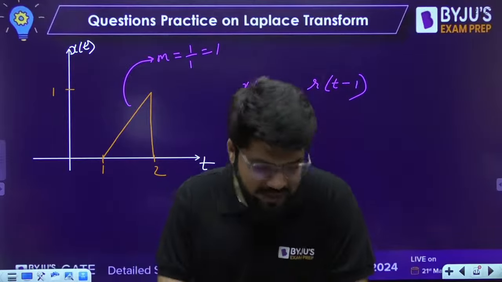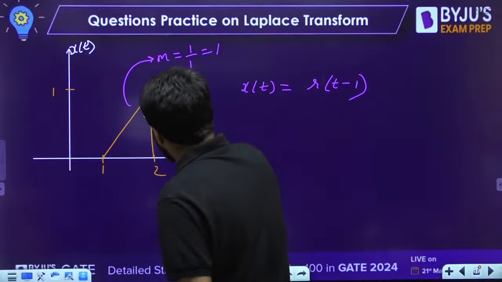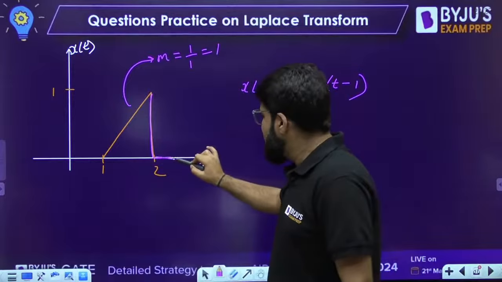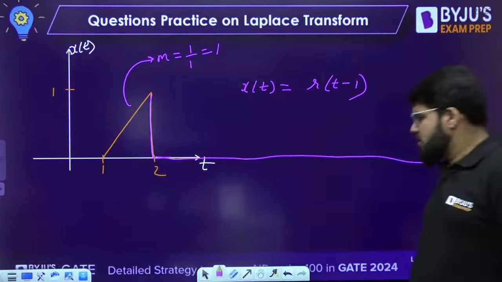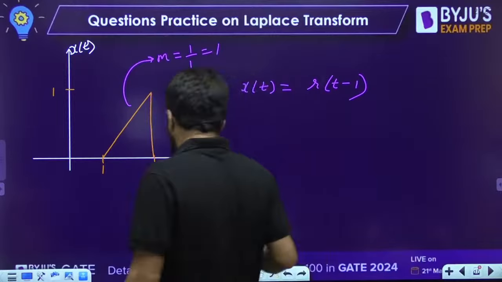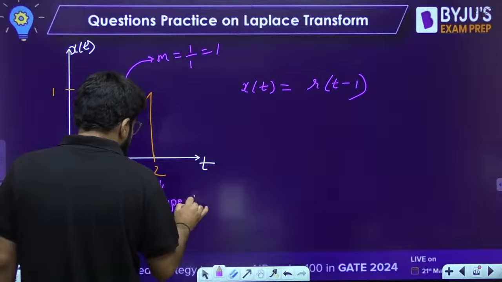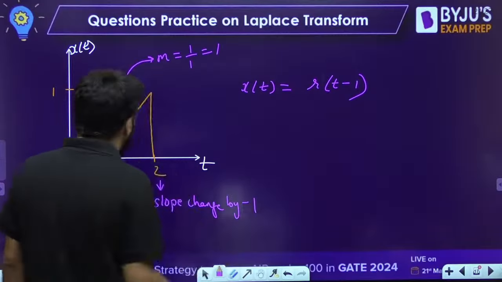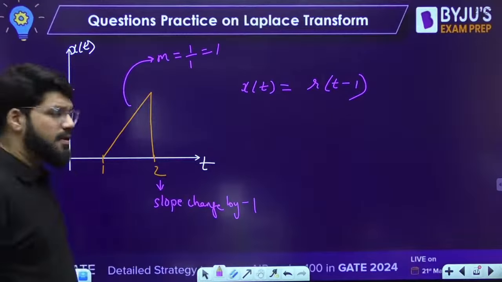Important changes at the point t equal to 2. What are they? First of all, after this the signal drops to 0, and once it drops to 0, it is running on the x-axis. That means it has 0 slope. So at t equal to 2, there is a slope change. Okay, there is a slope change by minus 1. Earlier it was 1, now it becomes 0. So slope changes by minus 1.